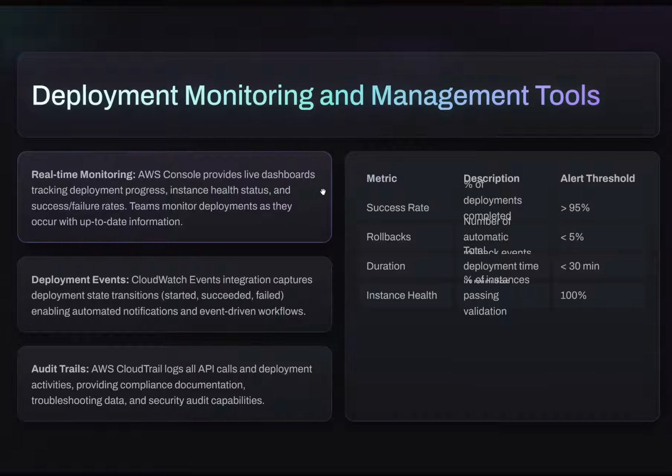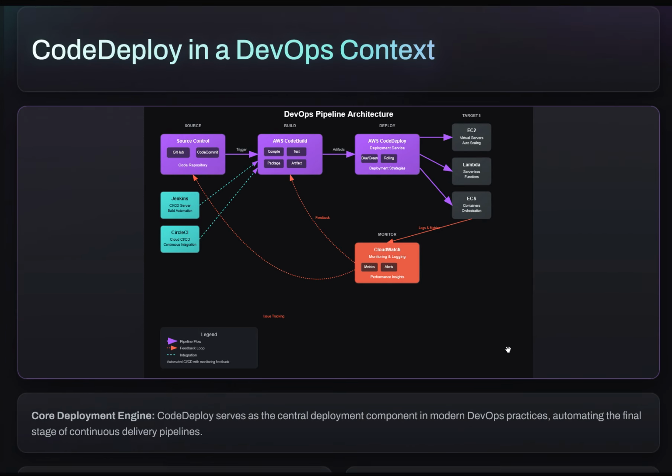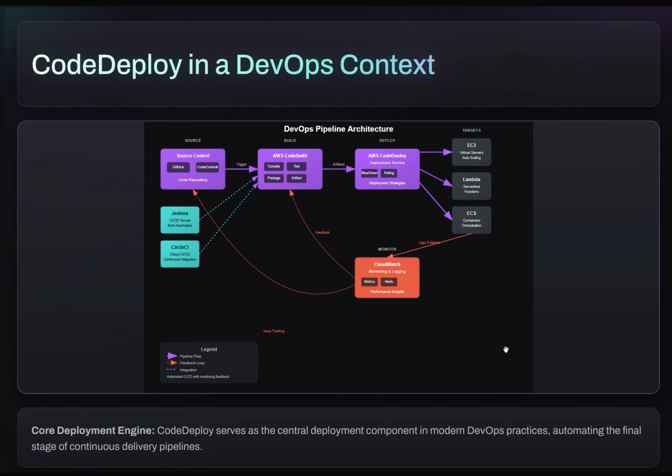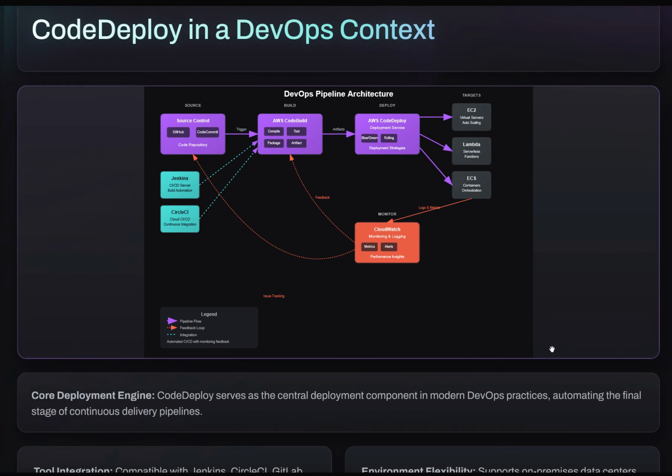So a lot of things can be monitored. Remember that the console provides a live dashboard tracking progress, and then you have CloudWatch Events, and then you have CloudTrail logs as well, right? So that's monitoring with deployment. So CodeDeploy as a DevOps concept gives you a full picture of whatever we discussed.